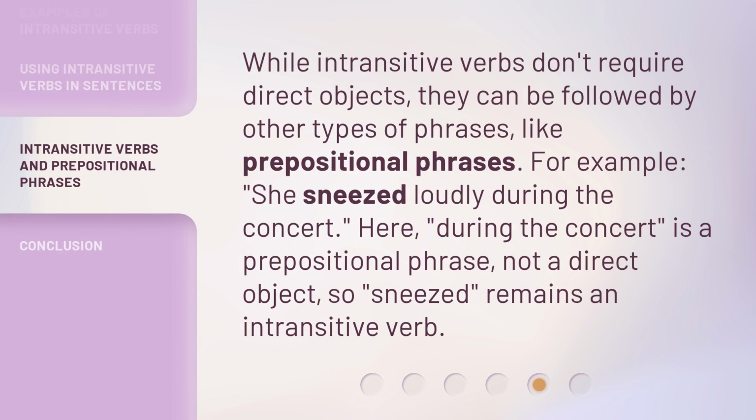While intransitive verbs don't require direct objects, they can be followed by other types of phrases, like prepositional phrases. For example, she sneezed loudly during the concert. Here, during the concert, is a prepositional phrase, not a direct object, so sneezed remains an intransitive verb.